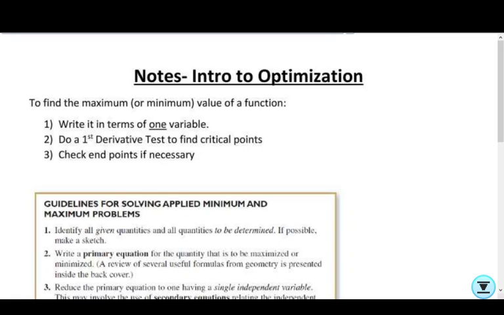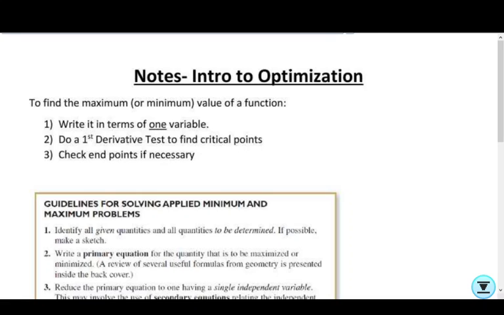All right, so this is introduction to optimization. So basically, optimization is the application of maximums and minimums, the first derivative test. Okay, so if you remember, to find the maximum or minimum value of a function, you have your function written in terms of one variable. You do the first derivative test to find your critical points.